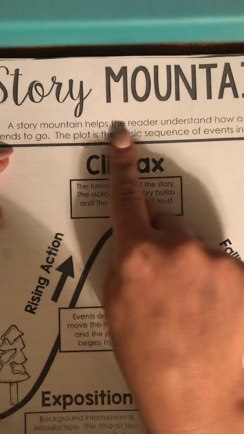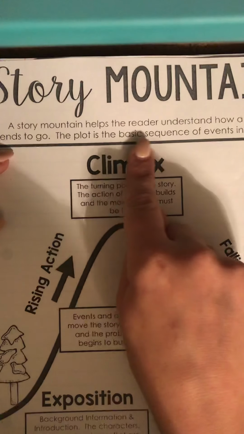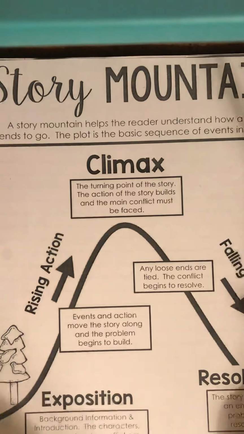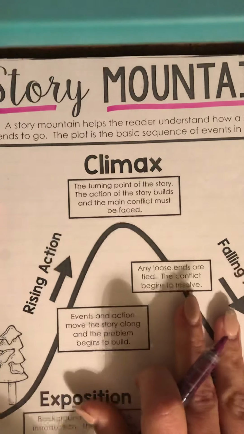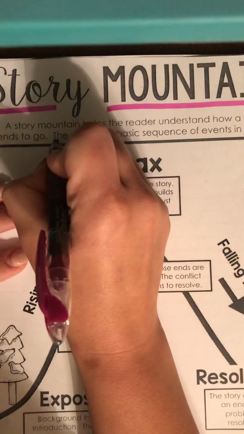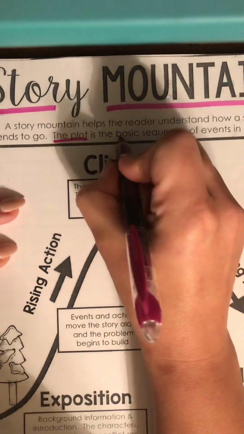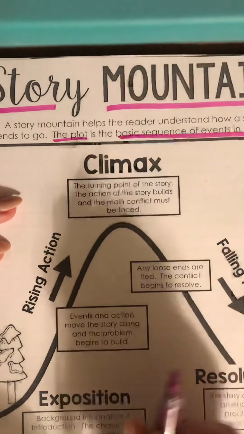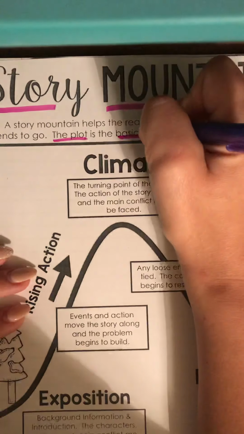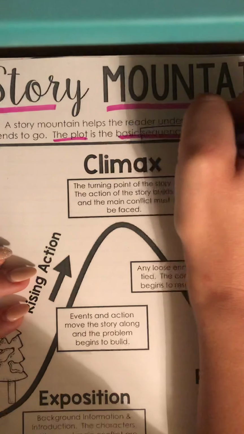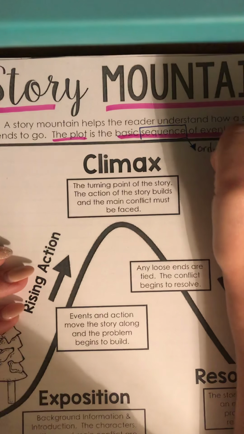A story mountain helps the reader understand where a story tends to go. The plot is the basic sequence of events in a story. So we're going to underline Story Mountain, and we're going to remember that Story Mountain has to do with the plot that we talked about in our last video, which is the basic sequence of events in a story. Now we're going to remember that sequence is just a fancy word. So I'm going to box it out over here and remind ourselves that sequence means order.